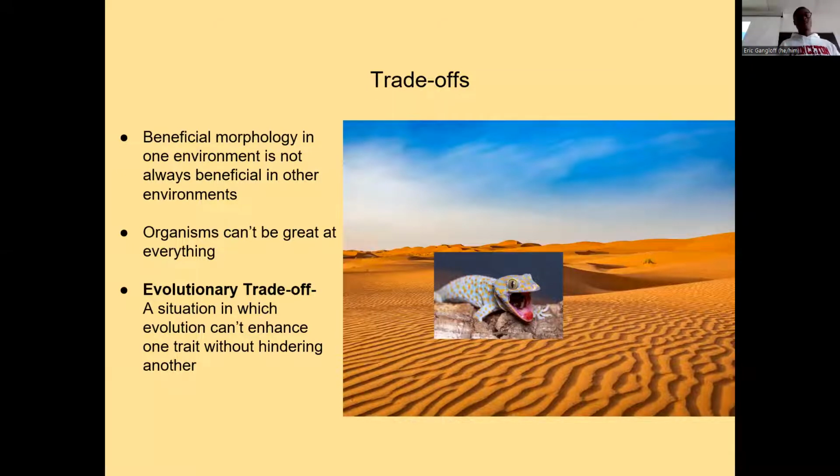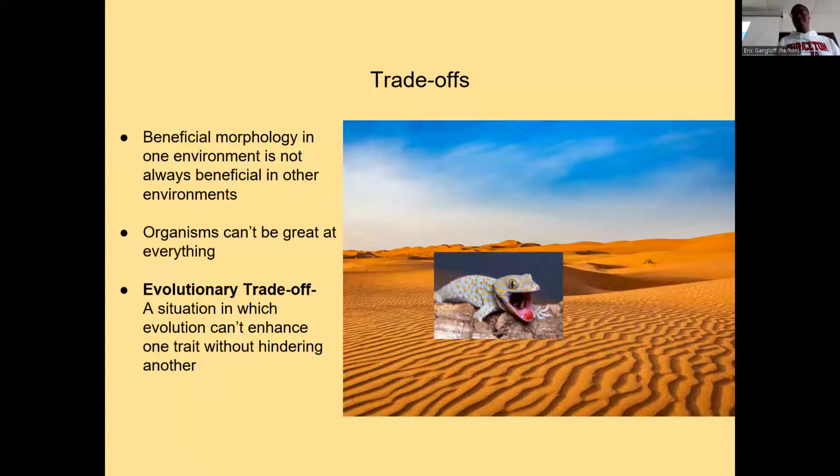Yeah, so organisms can't be great at everything. And so they have to undergo a trade-off. And the trade-off is just a situation in which evolution can't actually enhance one trait without hindering another. So for instance, like the example of a polar bear, right? It's obviously great at surviving in very cold temperatures, but it's not going to be great at surviving in warm temperatures because you can't do both.